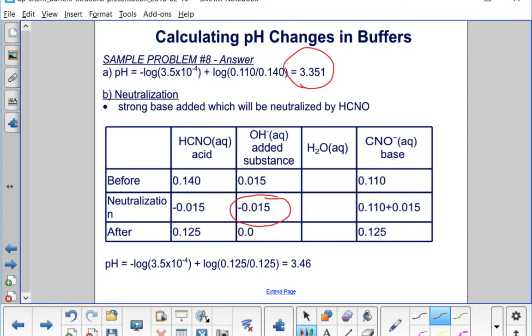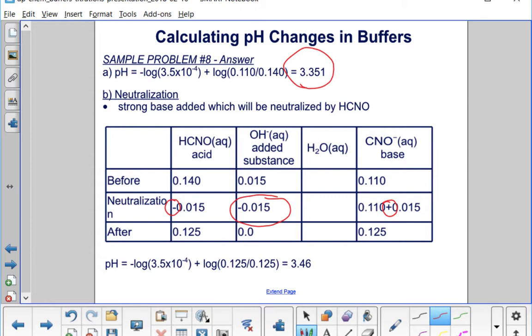Well, what is it neutralized by? It's neutralized by the acid, so the amount of acid will also decrease as it neutralizes. And in that decreasing, while it neutralizes, the amount of the conjugate base will increase. So that after the neutralization, we have 0.125 moles of acid, 0 moles of strong base, and 0.125 moles of our conjugate base in the buffer system.